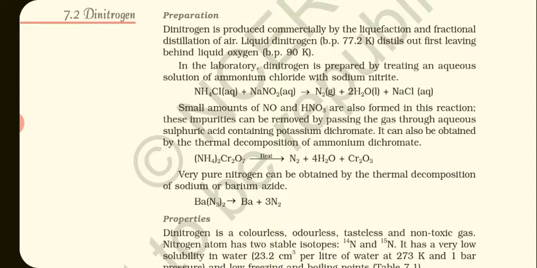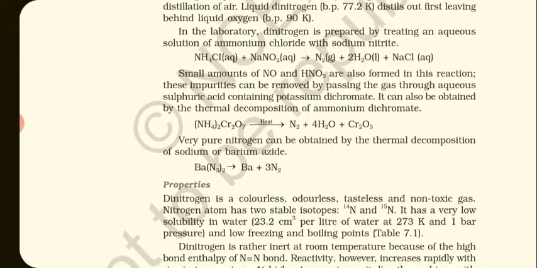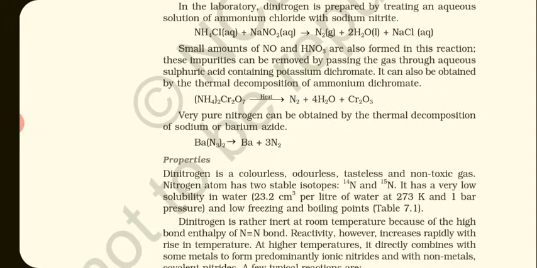In the laboratory, dinitrogen is prepared by treating an aqueous solution of ammonium chloride with sodium nitrite. NH4Cl plus NaNO2 gives N2, 2H2O and NaCl. Small amounts of NO and HNO3 are also formed in this reaction. These impurities can be removed by passing the gas through aqueous sulfuric acid containing potassium dichromate.